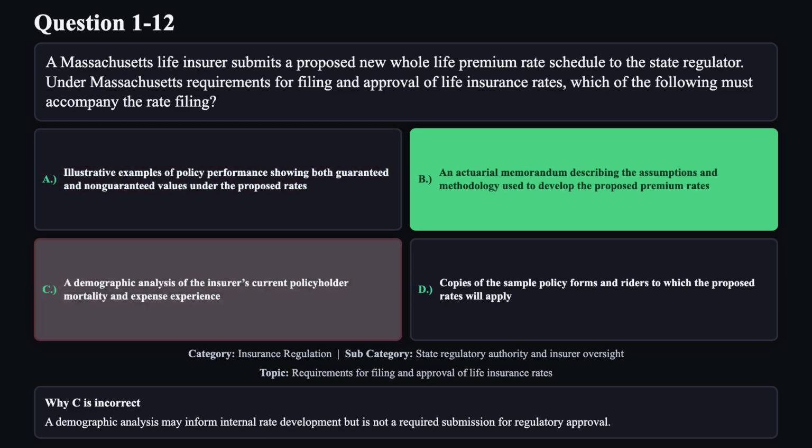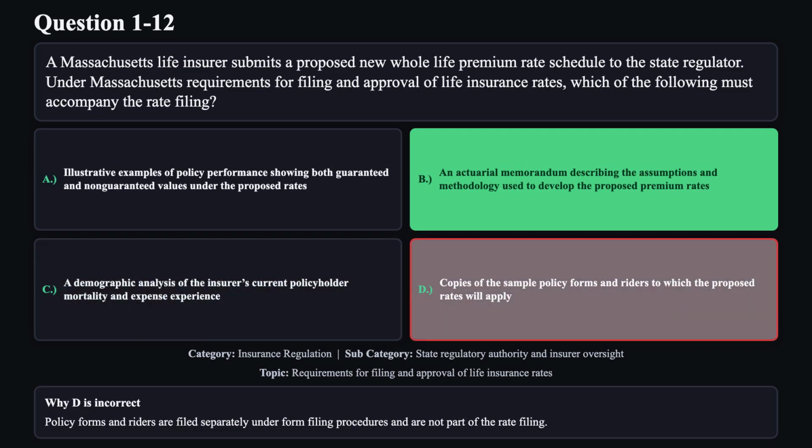Reason C is not correct. A demographic analysis may inform internal rate development, but is not a required submission for regulatory approval. Reason D is not correct. Policy forms and riders are filed separately under form filing procedures, and are not part of the rate filing.